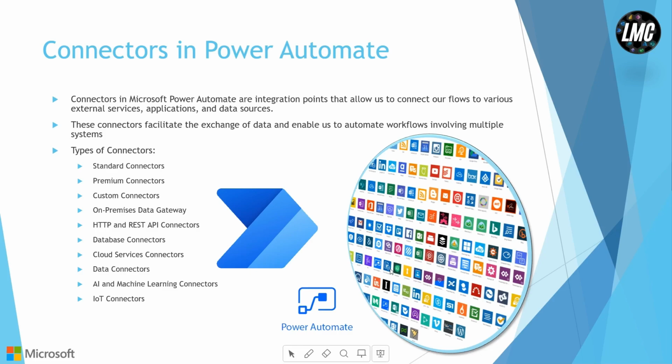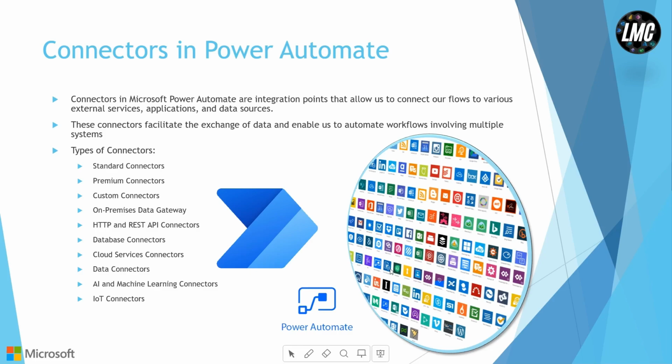So what are the types of connectors we have? We have standard connectors and premium connectors. For premium connectors we have to pay extra. We can build our own custom connectors as well. Let's say you don't find your connector here, then you can create your own custom connector, right? Isn't it amazing? Let's say you have some data on your local SQL server. How can you connect to that data source? You can use the on-premises data gateway.